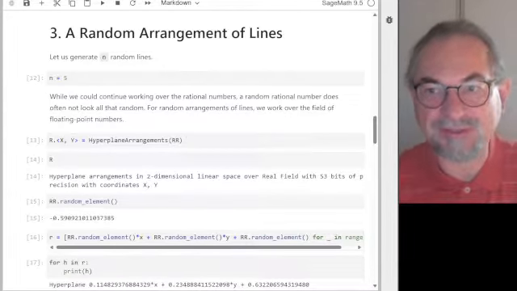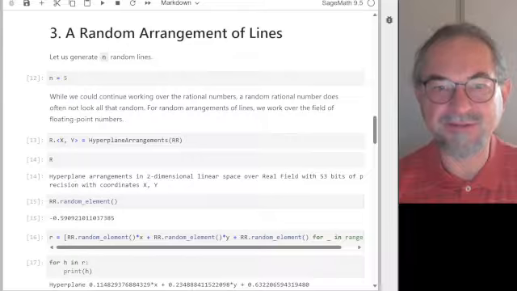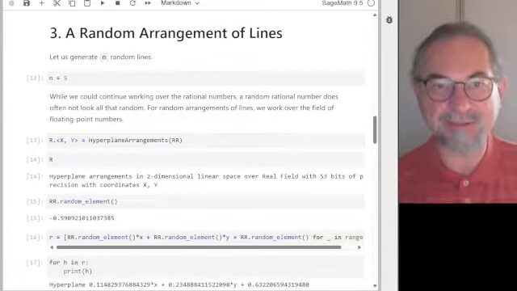Sage would often also return 0, and that's not my notion. If you generate a random rational number, then 0 should actually almost never occur. So instead, I will define a new environment, R, which works with letters capital X, capital Y, and over the real field of 53 bits of precision. That corresponds to the double precision floating point numbers, also called the 64-bit float numbers.